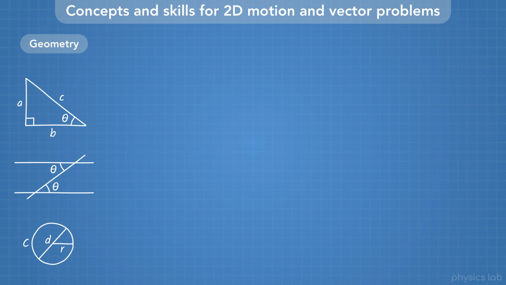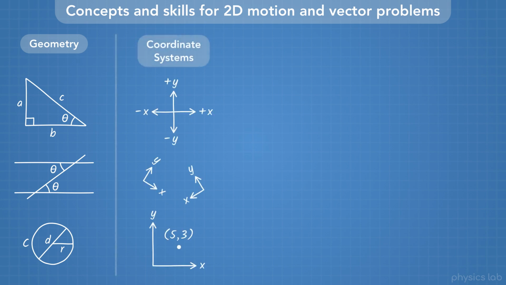We should also be familiar with finding different angles in sets of triangles or parallel lines. And it's not as common, but circular motion is two-dimensional motion, so we might need to know some geometry about circles. Next, we need to be familiar with coordinate systems.